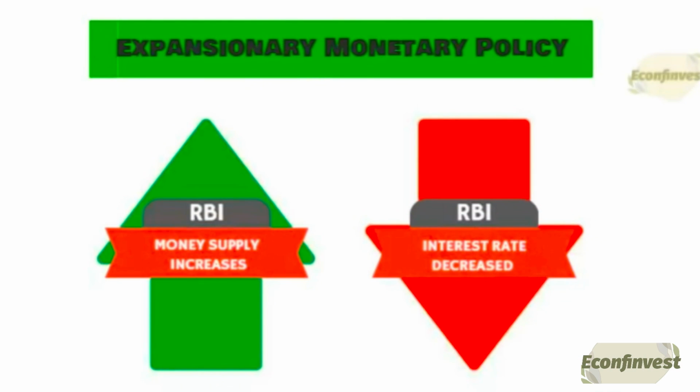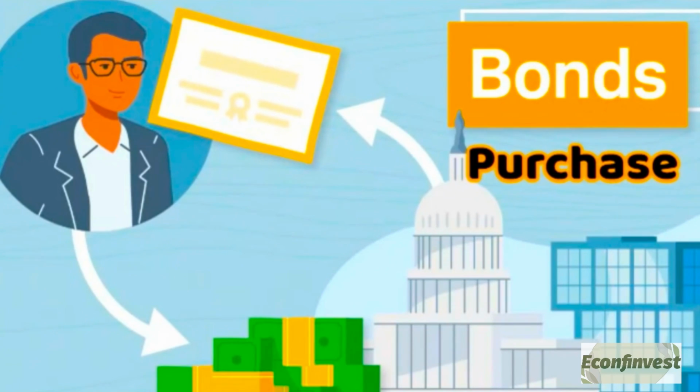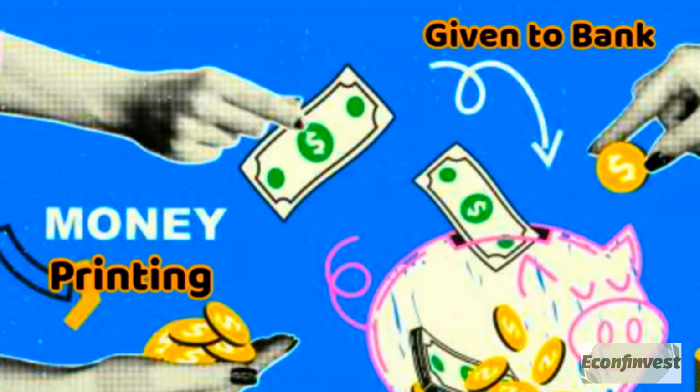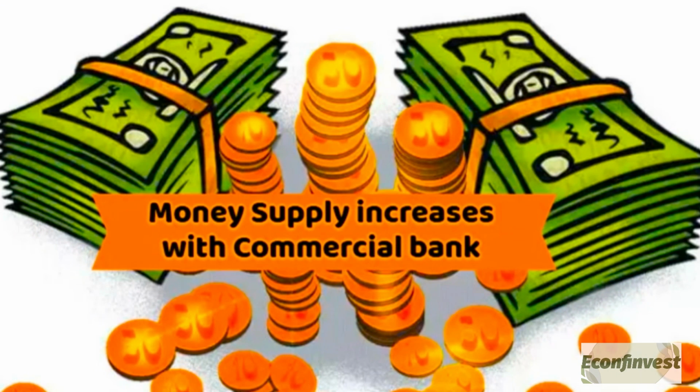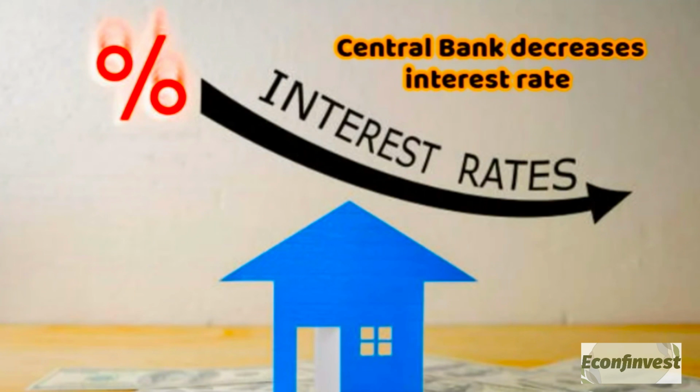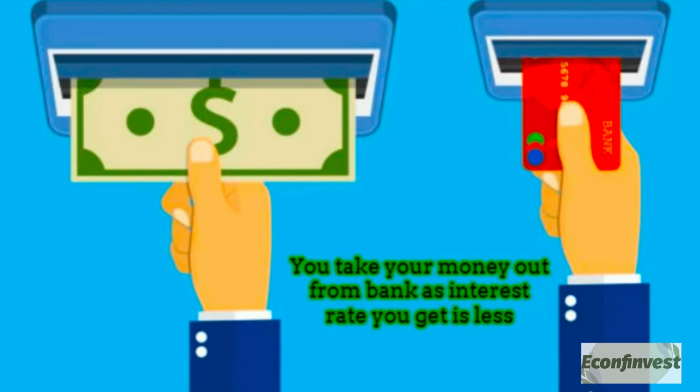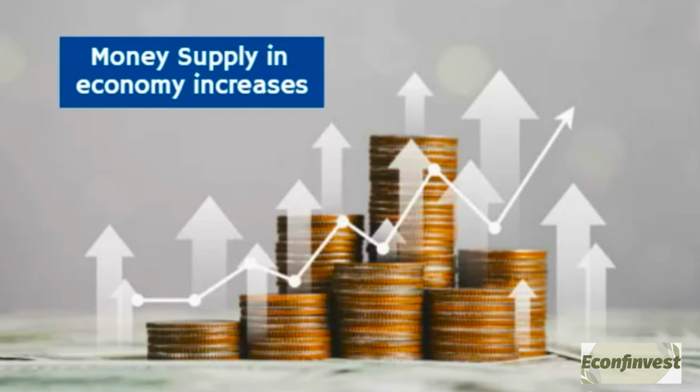In expansionary monetary policy, the RBI increases the money supply and lowers interest rates. The central bank buys bonds, prints money and gives it to banks. Money supply increases with commercial banks. Central bank also lowers interest rates. You withdraw your money from the bank because you are getting a lower interest rate. Money supply in the economy increases.